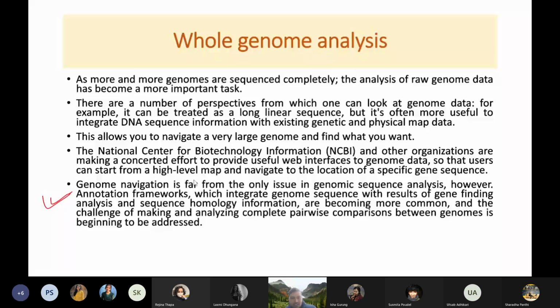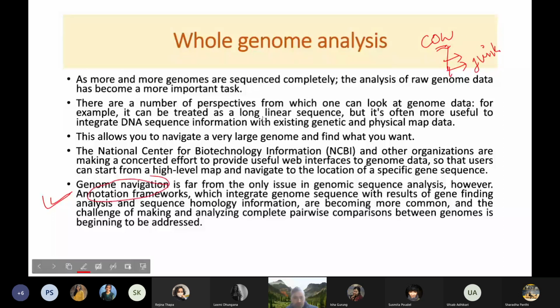So if you sequence the genome of a cow, once you have the cow's genome sequence, what are the other things that you have to do? You have to identify how many genes are there. You have to identify other regions, where the genes are, where the junk DNA is, how much is junk DNA, all that kind of information, the annotation parts, right?